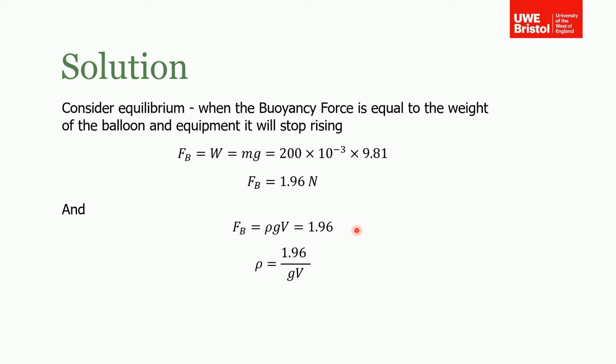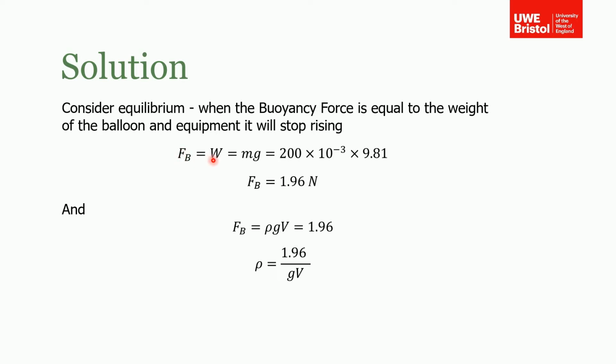So if you think about what's going to happen, we're going to release this balloon, and it will initially have a higher buoyant force than the weight due to gravity, so it will shoot up in the air. But eventually, as it climbs and climbs, the buoyancy force will decrease until it reaches a point where the buoyancy force is equal to the weight, and that's where it will stop, and that will be its maximum altitude.